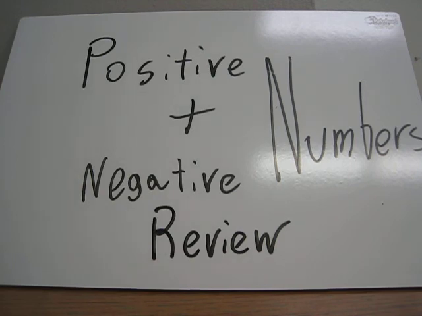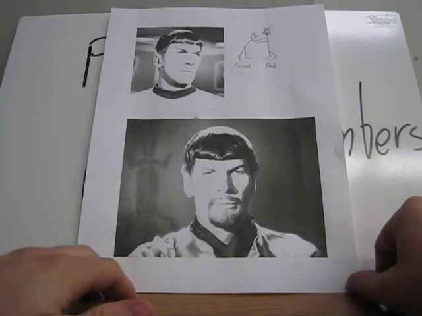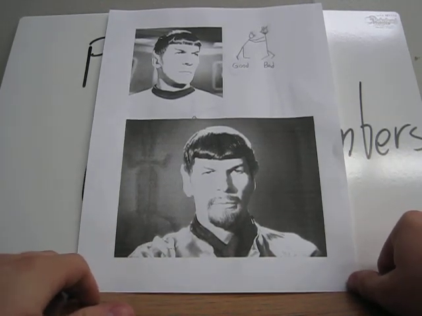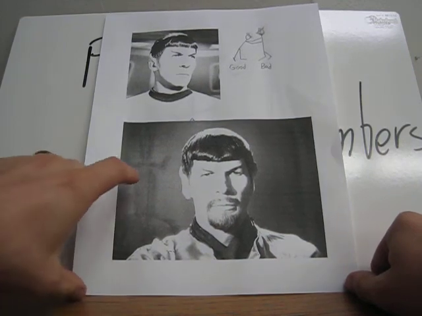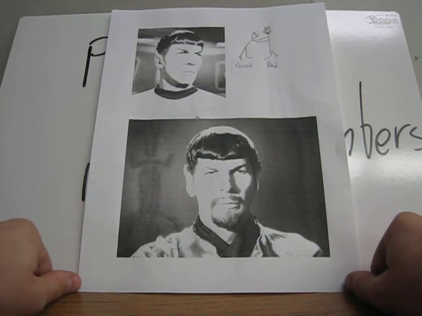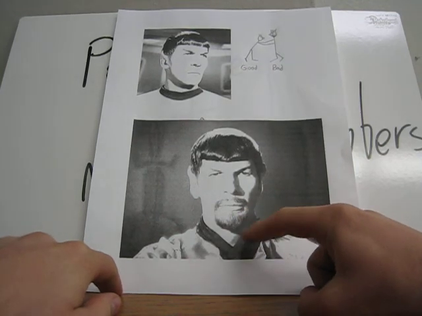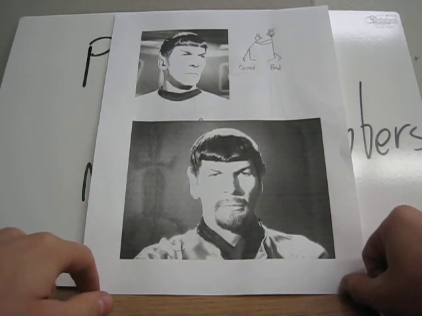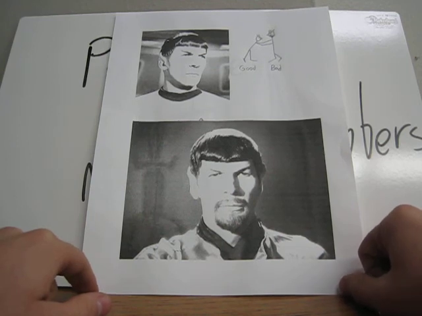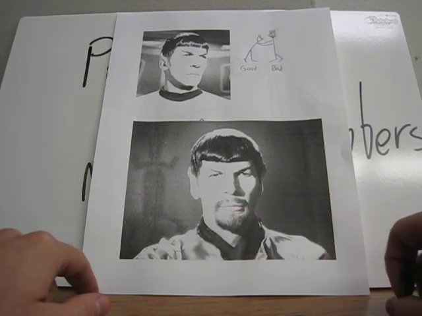Before we get into the numbers and mathematical words and stuff, I want to show you this picture. Here's a picture of Spock from the old Star Trek series. We have good Spock right here, and we have bad Spock right here. Good Spock is good because he doesn't have a goatee. Bad Spock is bad because he does have a goatee. And they're the same person. The only thing different is one's good, one's bad. And we can tell the bad one because he has a goatee.